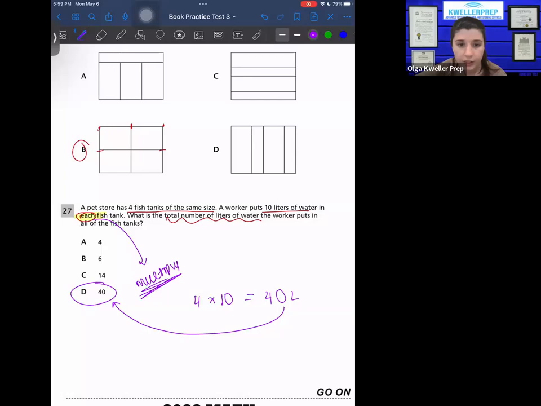So again, looking at the options, I know automatically it doesn't make sense for my answer to be 4, right? Because I put 10 liters in one tank. So how could my total be 4? Or how could my total be 6, right? These are the nonsense answers, the ones that we can eliminate right away without even thinking about it. Okay, good. Any questions?